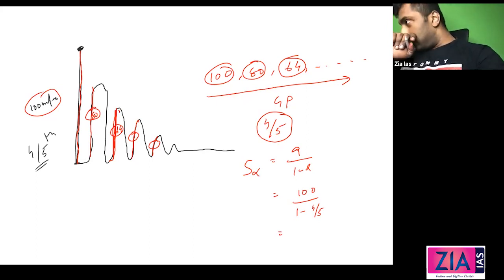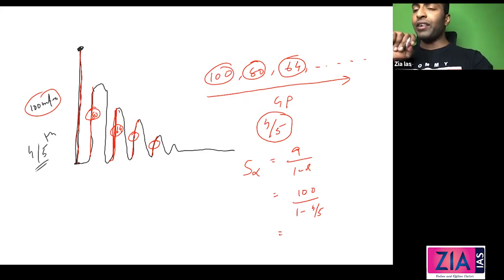One and 500, right? What is 1 minus 4 by 5? 1 by 5. 1 by 5 will go to top, so 500. This is what all of you got, but this is wrong. This is not the correct answer.